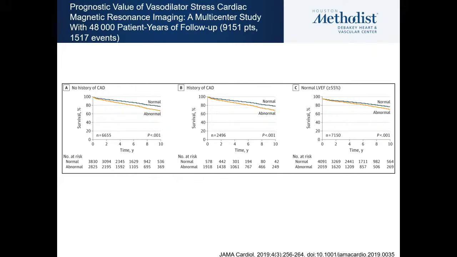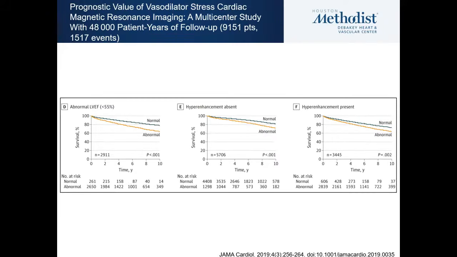Prognostication-wise, with all stress modalities, there's now very powerful data sets, thousands of patients. This is an MRI one that included 9,000 patients with 1,500 events. If you have an abnormal stress MRI, it associates with future events of MI and revascularization. And this was regardless of whether you have no history of CAD, if you have established CAD, normal EF, abnormal EF, and then if you have existing scar or infarction or if you don't.